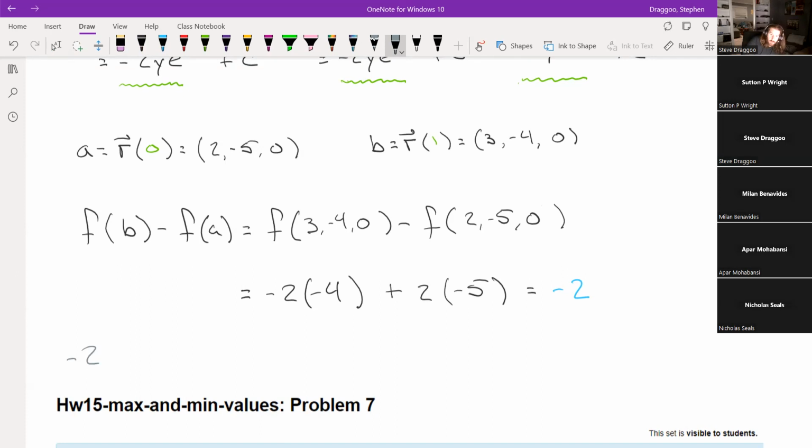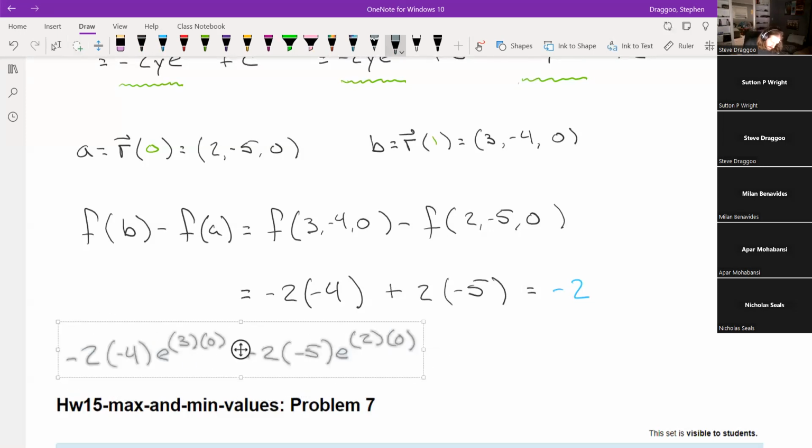This is -2 times -4 times e to the x z. So 3 times 0 plus 2 times -5 times e to the 2 times 0. That's the work that went into that step.